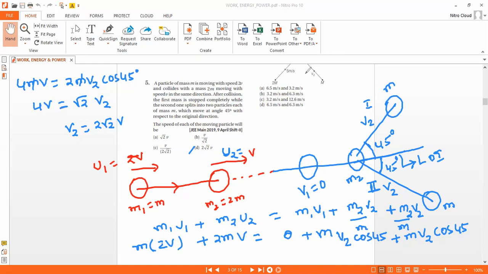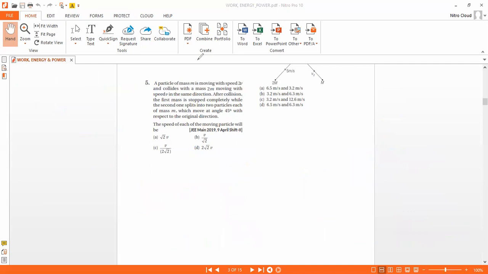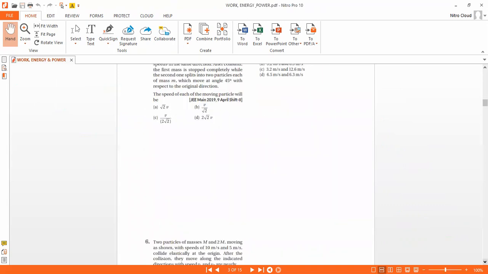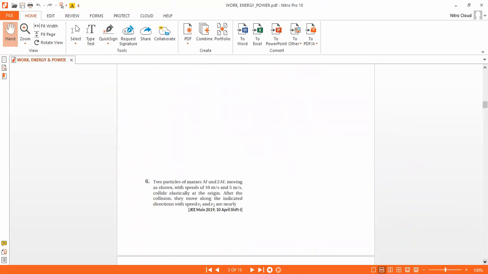After that, next question. Two particles of masses m and 2m move as shown, with speeds. Firstly I'll consider u1 equal to 10 and u2 equal to 5. They collide elastically. Elastic collision.